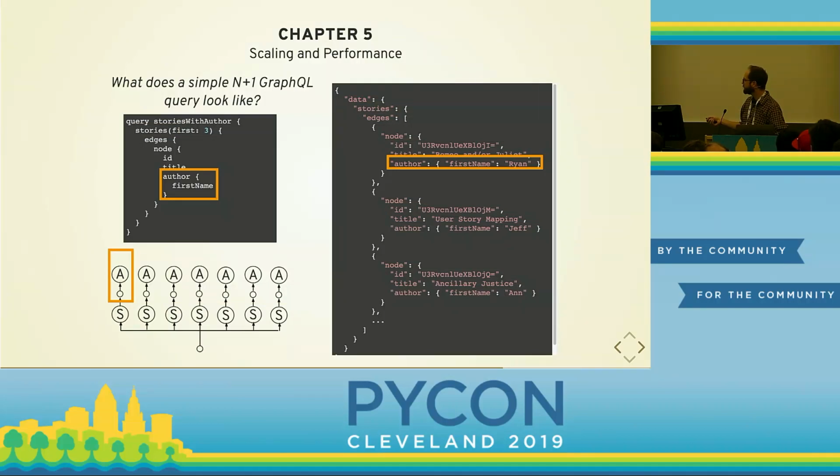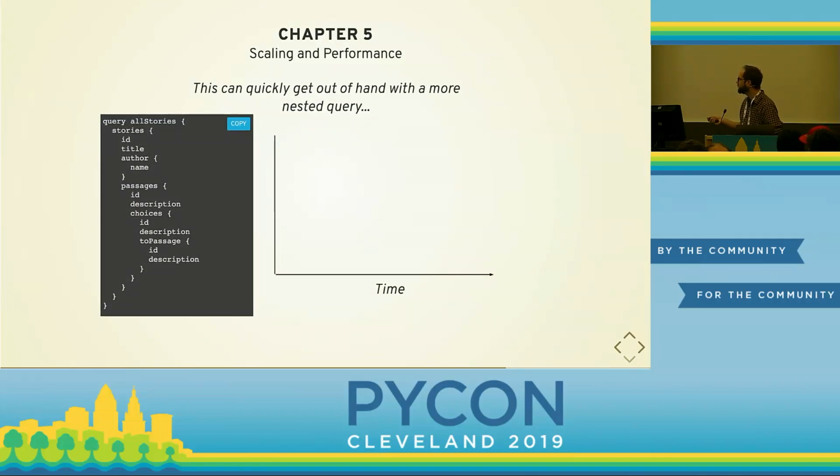Then we have to resolve the author for the first story, and that's another query for our database. Then we have to resolve the second author, and that's another hit against our database. And same thing for the third. And if we had a fourth, a fifth, a sixth, a seventh, it goes on and on. So you can see that this pretty quickly adds up to be a problem, especially if we have a more nested query.